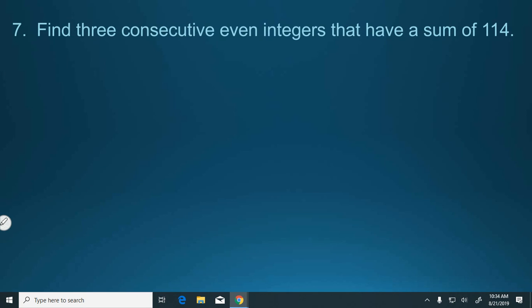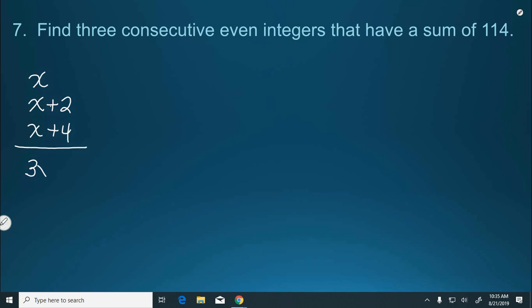Find 3 consecutive even integers that have a sum of 114. So even, so now we're not just adding 1 each time. We start with x, now we're adding 2, and then adding 4. Sum again, we're going to add all those 3 up. We have 3x plus 6 equals 114. Subtract 6 from both sides.